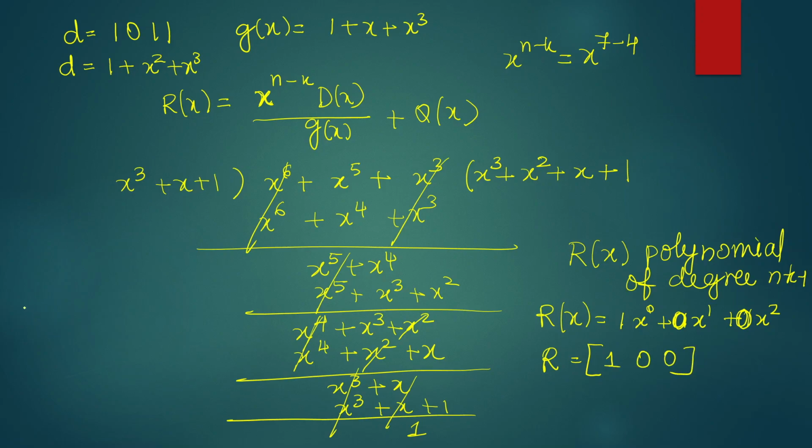So how do we write the code word finally? It is r of x appended with the coefficients of d of x, that is 1 0 0, and the data bits are 1 0 1 1. So this is how we can verify that the code word obtained through the encoder circuit is the same as the procedure that we have followed to obtain the code word for the cyclic codes.